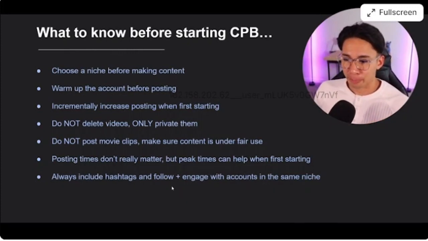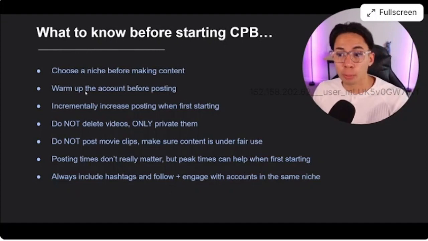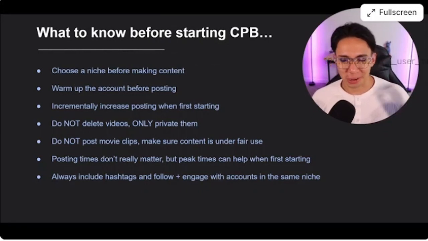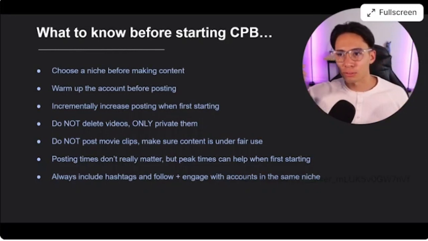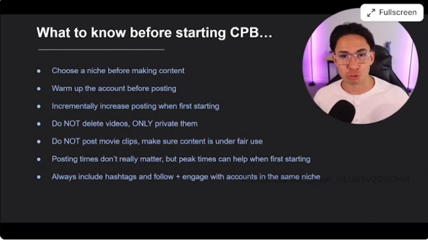Include hashtags and follow plus engage with accounts in the same niche. What I mean by that is, like we were talking about, when you're warming up the account before posting, the same thing applies when you actually start posting. You want to make sure you have hashtags in the video. People say, don't use hashtags. They don't know what they're talking about. They are correct in a way: once you get into the algorithm and TikTok knows where to promote your videos, you don't need hashtags anymore. But at the start, it is crucial. You need to use hashtags at the start. Anyone that tells you otherwise doesn't know what they're talking about.